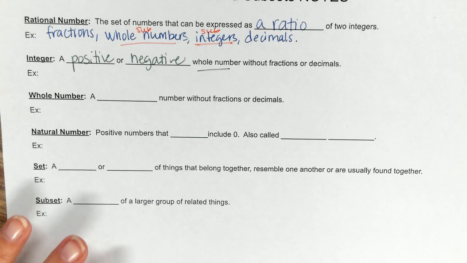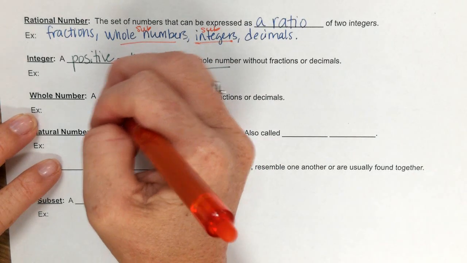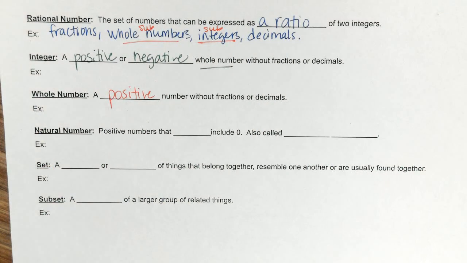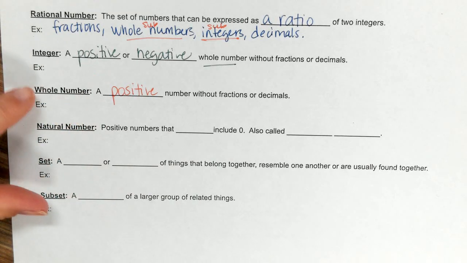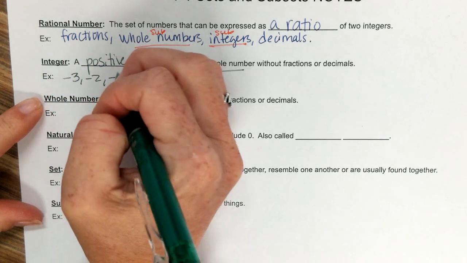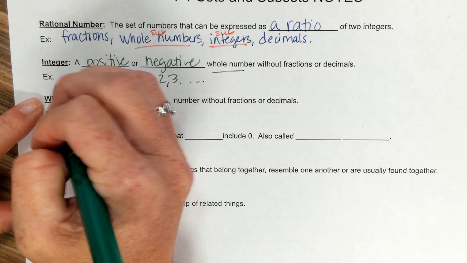All right, what's a whole number? It's a positive integer. Only the positives. A positive number, no fractions or decimals. So they're the numbers on the number line that are only the positives. Whole numbers include 0. Oh, we forgot to put examples. So go back to integers. So an example of an integer, -3, -2, -1, 0, 1, 2, 3, and you could keep going forever both ways.